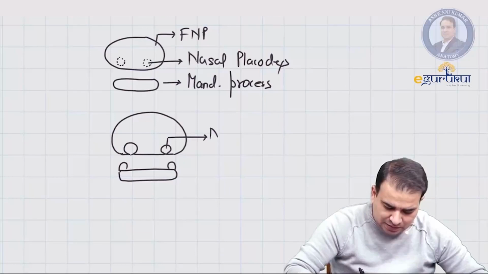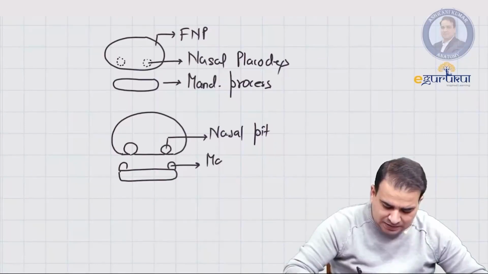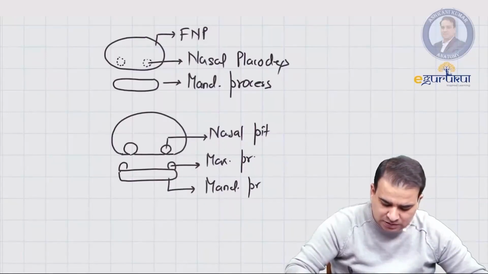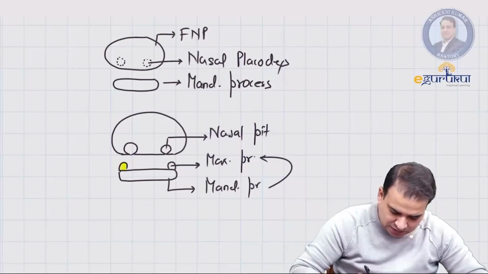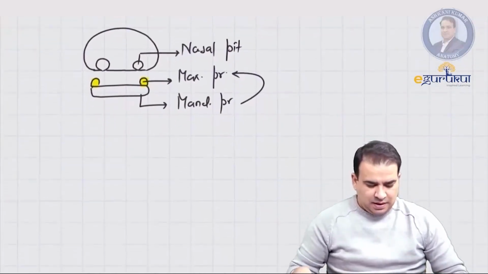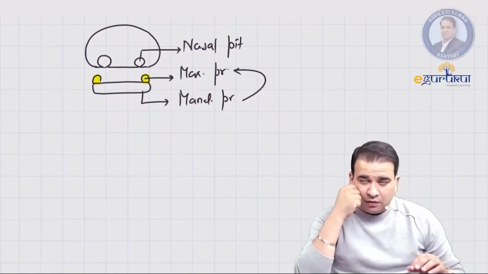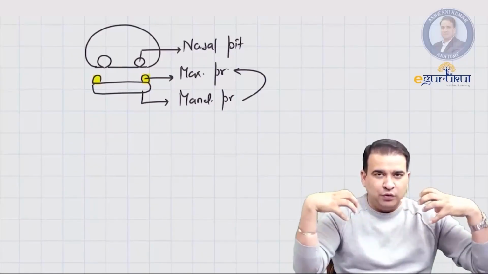This is the nasal pit. Now let us say this is a nasal pit. This process here is called the maxillary process. There is a maxillary process which, as we said, is derived from the mandibular process. That is a maxillary process. Let me just give it a different color. Well, the nasal pits, which obviously form the nasal cavity. Now these nasal pits will keep on moving close to each other.